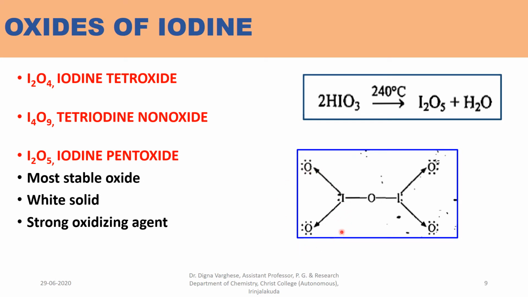By the structure, the IO2 units, or each iodine is connected to 3 oxygen atoms, IO3 links, and the iodine atoms are connected by a common oxygen atom.